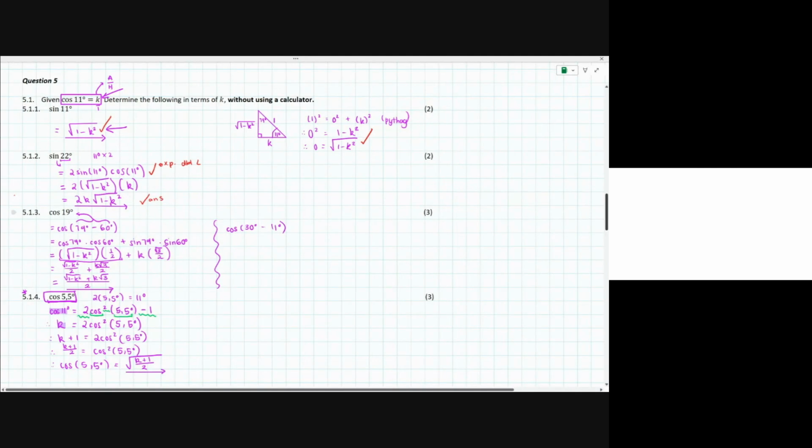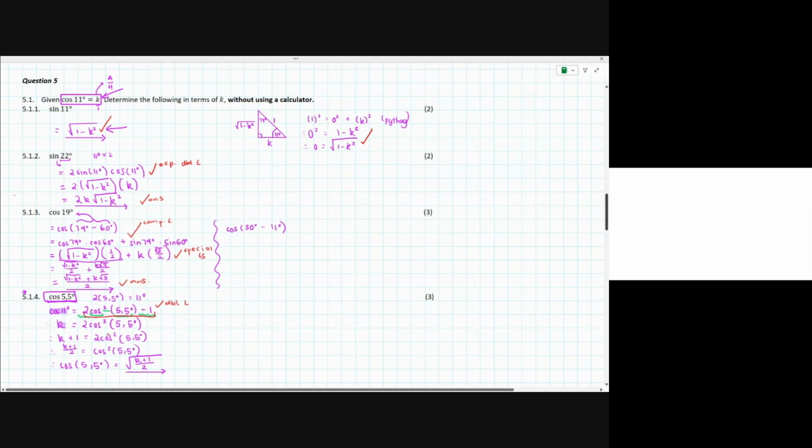In 5.1.3, it's 3 marks now. So getting the compound angle formulae, substituting in your special angles, and then your final answer. And then 5.1.4, also 3 marks: getting your double angle formulae.